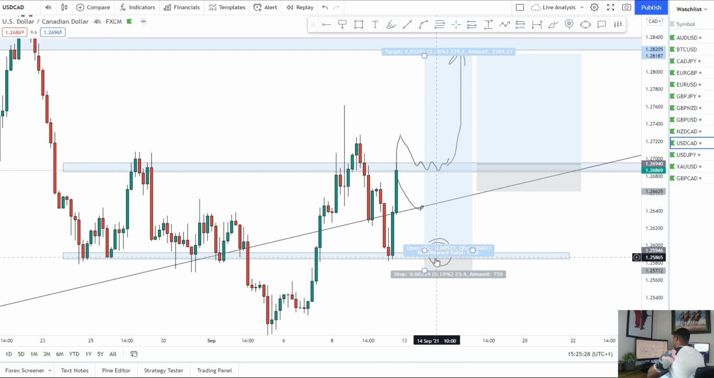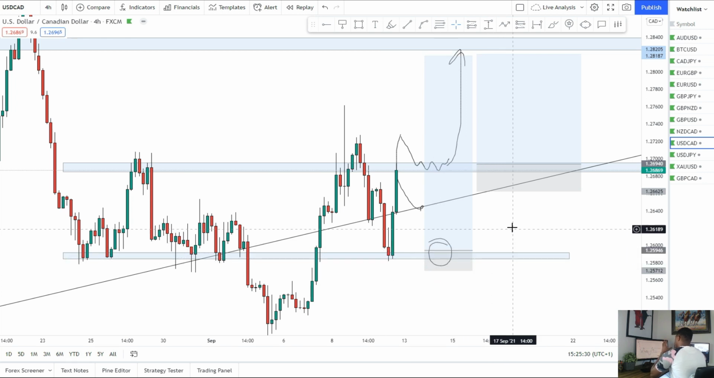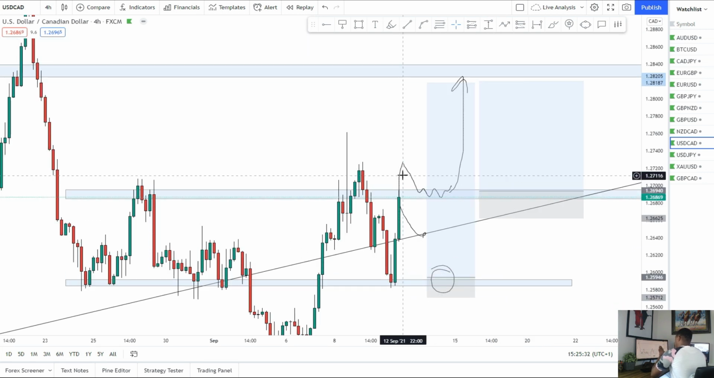If we do come back into here, again looking for those buys, wait for that price action. Or if we do break through that area, wait for that retest and look for buys back up into the 1.28500 area.